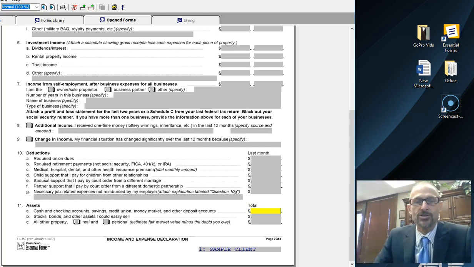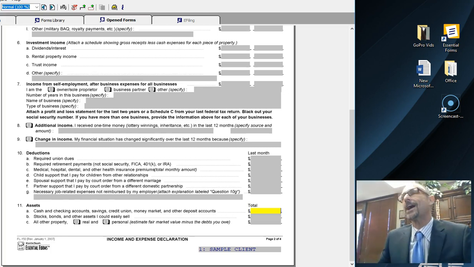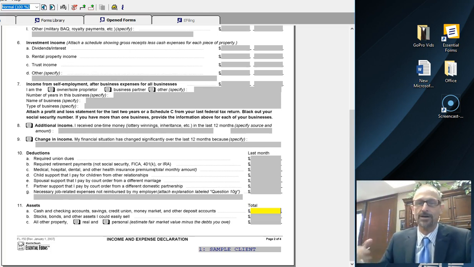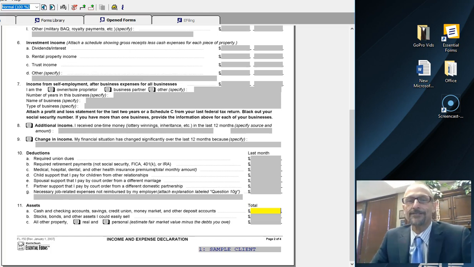11A asks for cash and checking accounts, savings, credit union, money market, and other deposit accounts. This is asking for what liquid cash you have available. If you can go to the bank and withdraw $6,000, that's liquid. If you have money in a coffee can in your cupboard, that's liquid cash. If you have money in a suitcase or in your safe, a lot of people keep cash in a safe, that counts as liquid cash. You need to put the total on that line to the right.